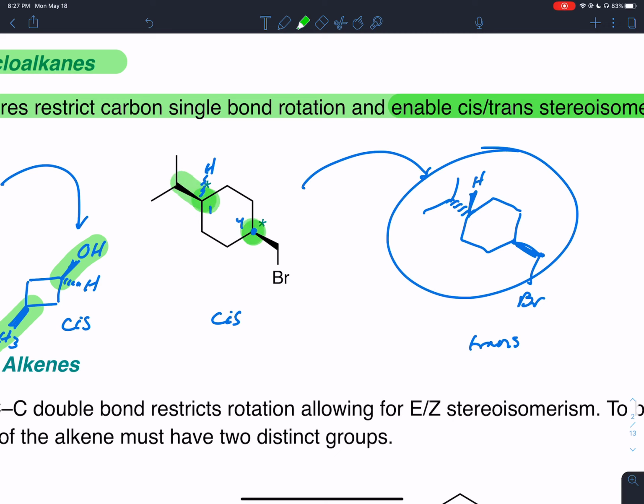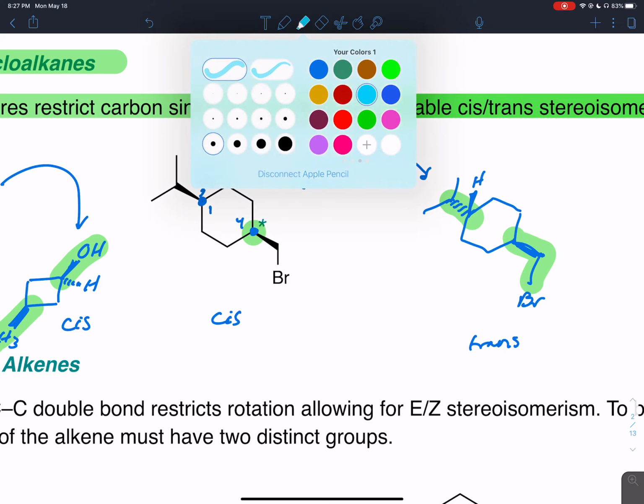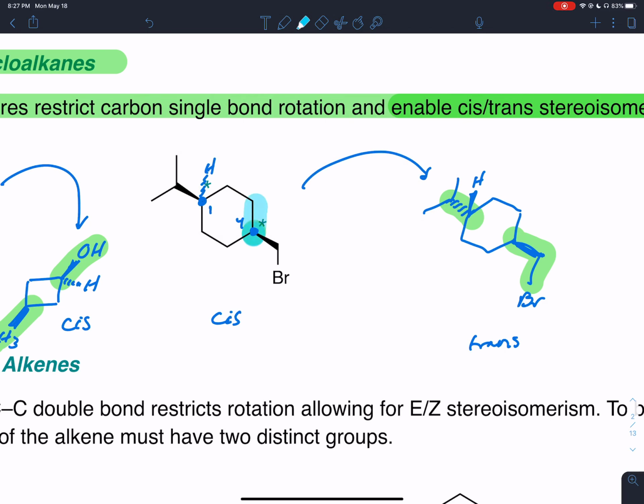The isopropyl and the CH2Br were cis to begin with. After this interchange, they are now trans. Because those are different stereoisomers, this is considered a stereocenter, and this is considered a stereocenter. Notice how there is symmetry about this ring. Let's track this visually. From here, we go to that carbon and that carbon, they tie. We go one further down, they tie. We go one further, and we see the symmetry about the ring structure.